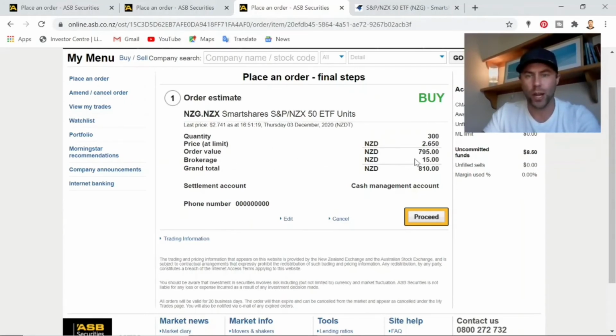This is the brokerage, okay? So this is how much ASB is going to charge us in order to execute this trade. So that's $15, giving us the grand total of $810. So if we're happy with everything, this is where it's pulling it from, the cash management account, which is over here. As you can see, this is a trade that I made earlier in the day. But this is where we'll be pulling the money from, or whatever account that you have attached to your share trading platform. And then you hit proceed, and then that puts that trade into the system, and when it gets to that price, bang, it'll execute that trade.